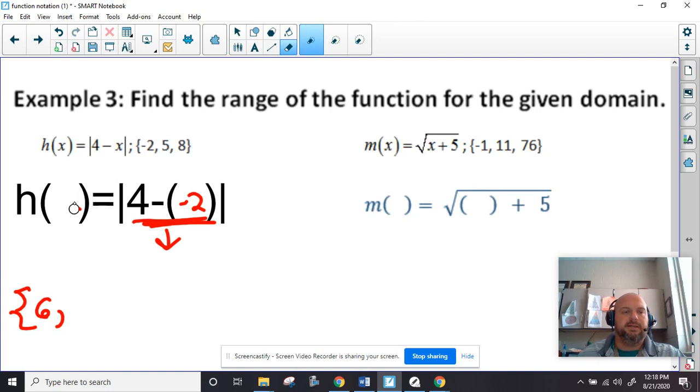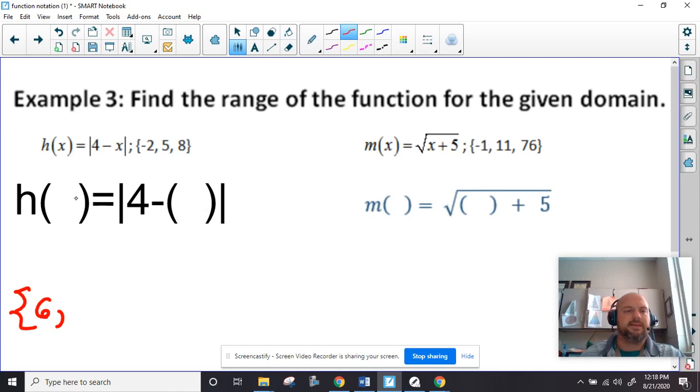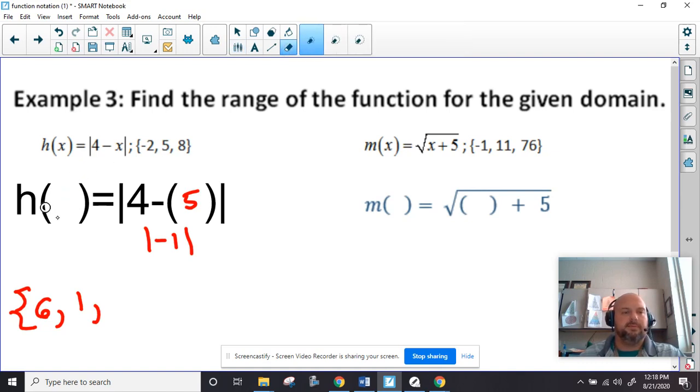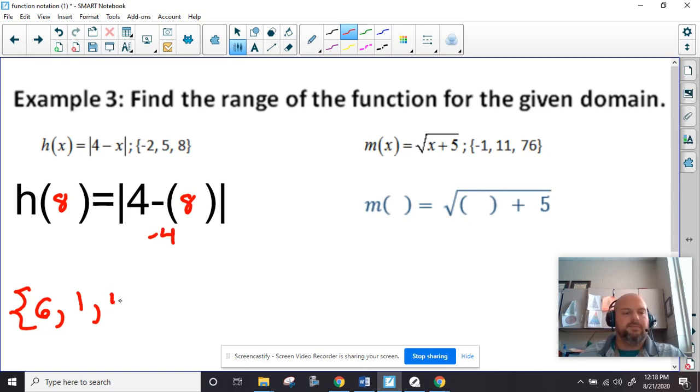Where it gets tricky is when we start plugging in other stuff. Okay, so like for this one. All right, we have 4 minus 5. Well, that gives us negative 1. We still have to take the absolute value of that. We got to do what's inside first, and then we take the absolute value. Well, the absolute value of negative 1 is 1. All right. And then 4 minus 8, well, that's negative 4. The absolute value of negative 4 is 4.